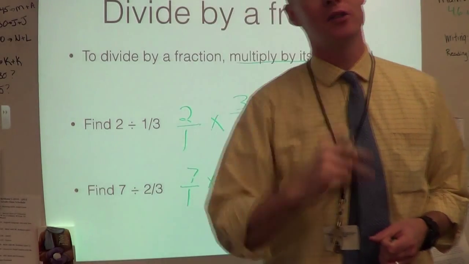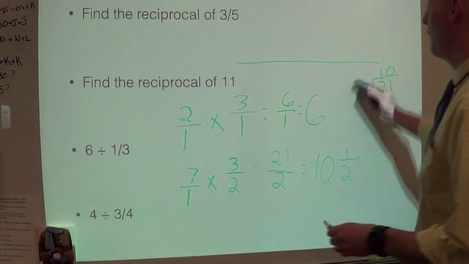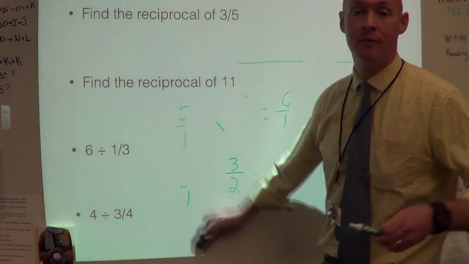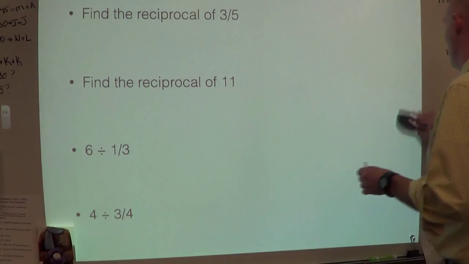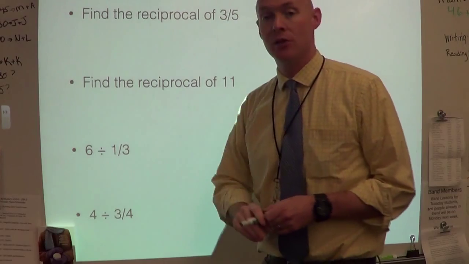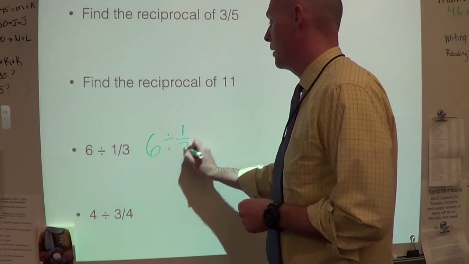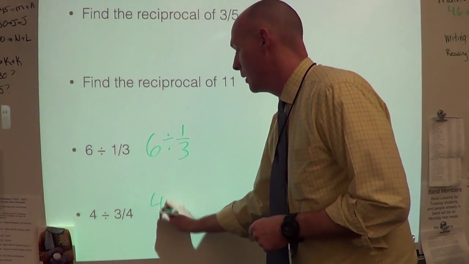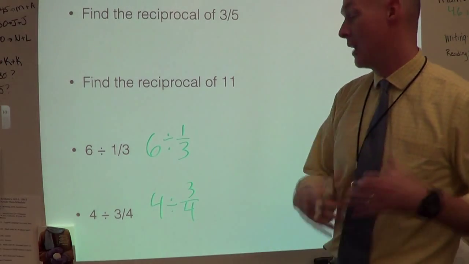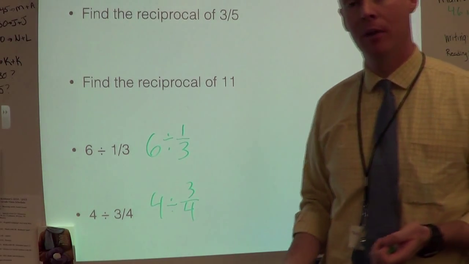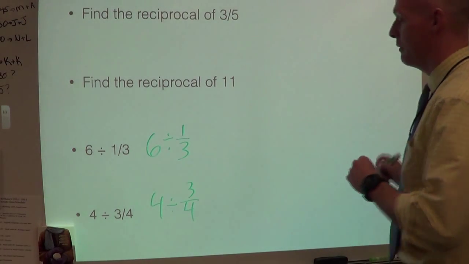Okay. There are some problems I left for you to try. First two, we're finding the reciprocal. So you know you just have to flip it around. For these two, it's going to be 6 divided by 1/3 and 4 divided by 3/4. Now, if you're not sure how to do it, go back and rewatch the couple examples I gave. But I also want you to have in your notes the bit of advice that I gave.